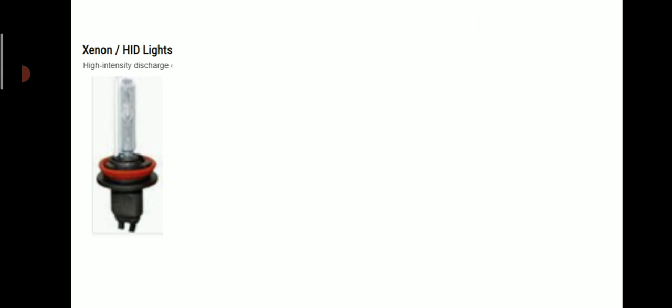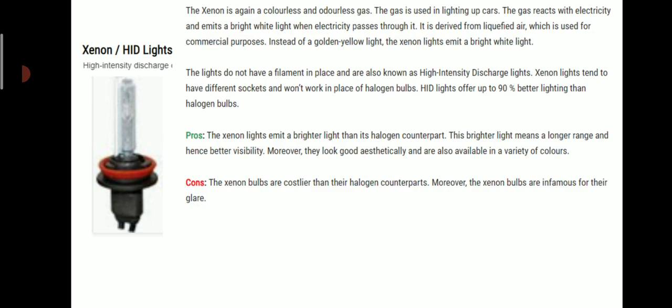Xenon HID lights. HID means high intensity discharge. The xenon is again a colorless and odorless gas. The gas is used in lighting up a car. The gas reacts with electricity and emits a bright white light when electricity passes through it. It is derived from liquefied air, which is used for commercial purposes.